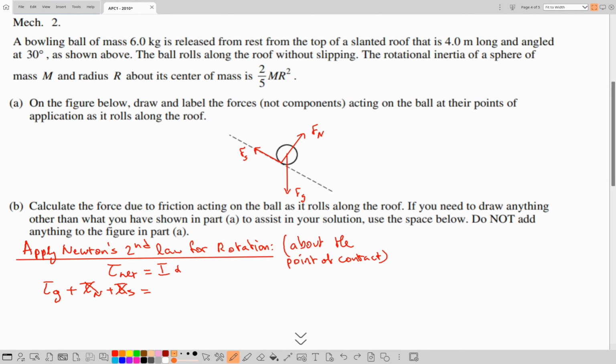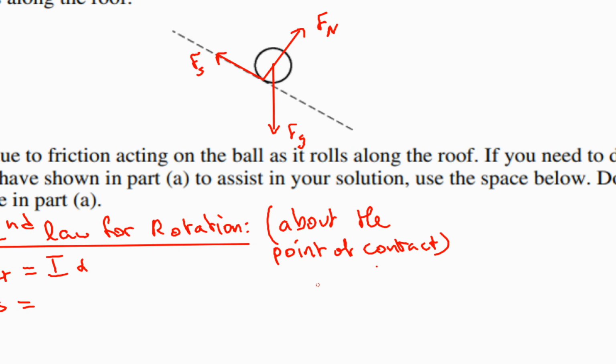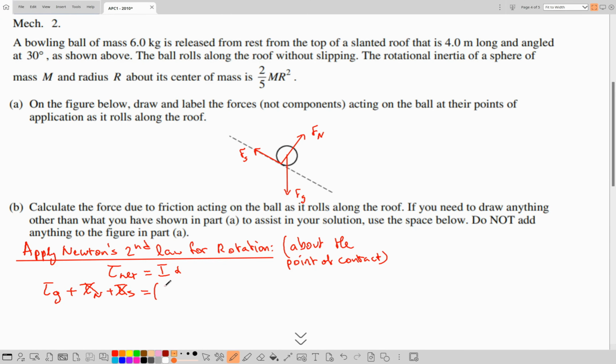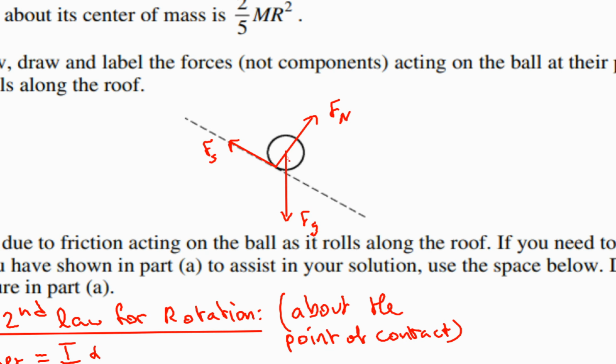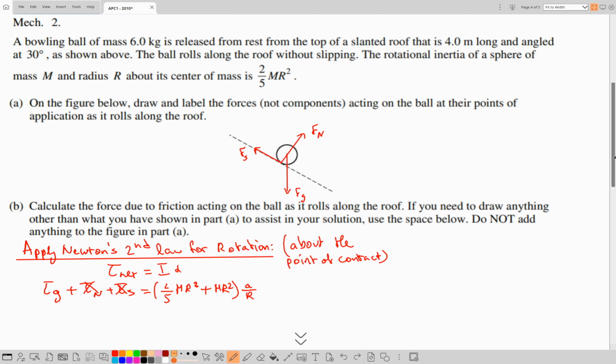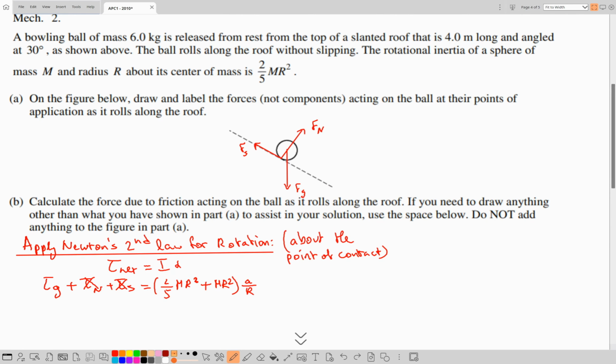Now, what about the moment of inertia? We know that the moment of inertia of a sphere is given by 2/5 mr squared, but according to our choice, because we're working at the point of contact, we need to utilize I using the parallel axis theorem. So that would be 2/5 mr squared plus the mass multiplied by this distance, which is mr squared, multiplied by alpha, and alpha can be directly replaced by a over r, because we are in the case where we have rolling without slipping.